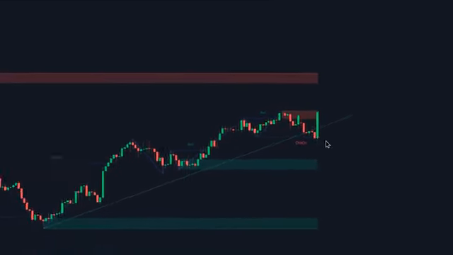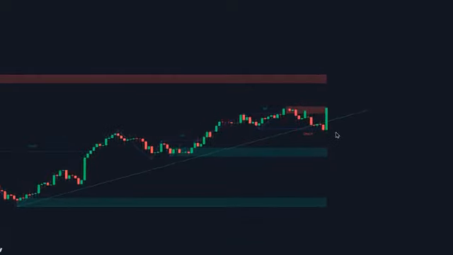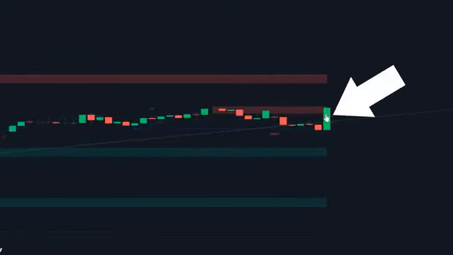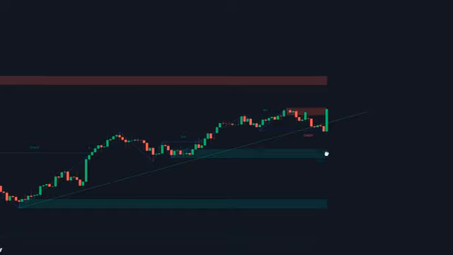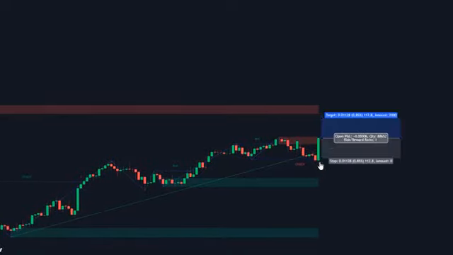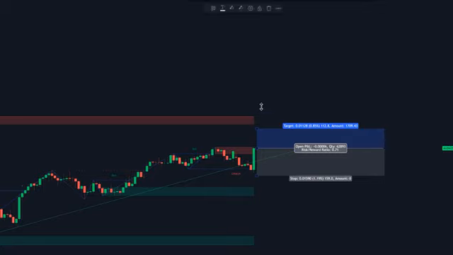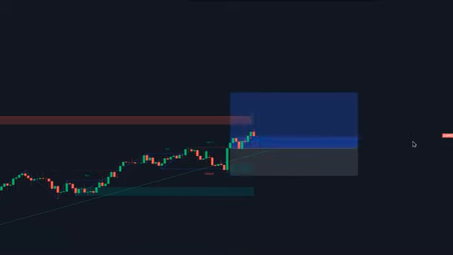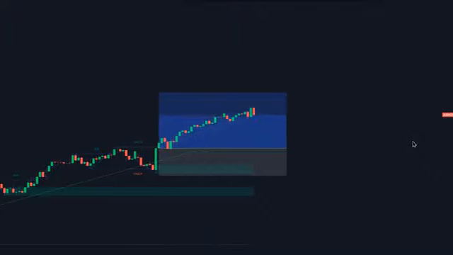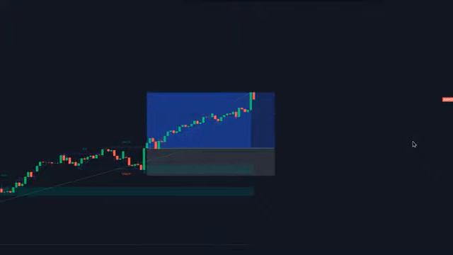So we're going to wait for a bullish continuation signal, such as a bullish candlestick pattern, like an engulfing candle. Once we have it, we're going to take a long trade. We're going to place our stop loss just below the most recent swing low, and the take profit is going to be set at a risk-reward ratio of 1 to 2. Letting the trade run, and it was profitable.